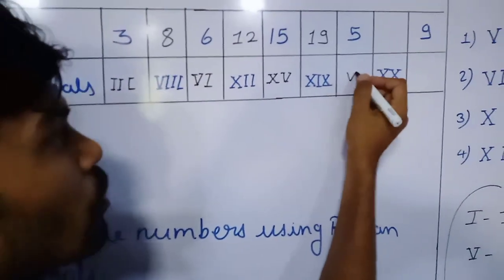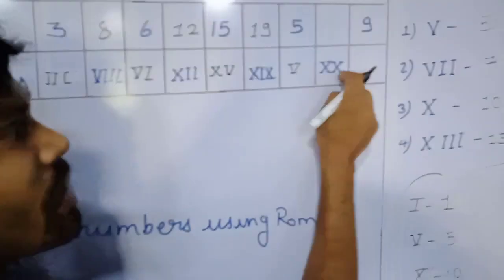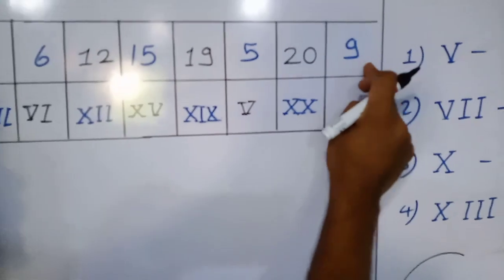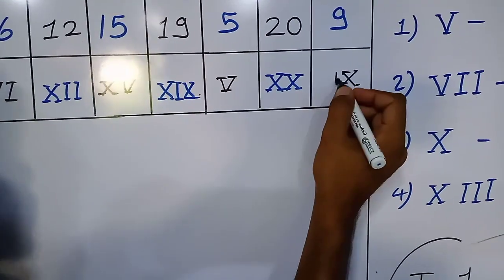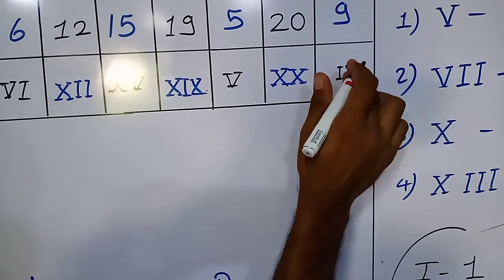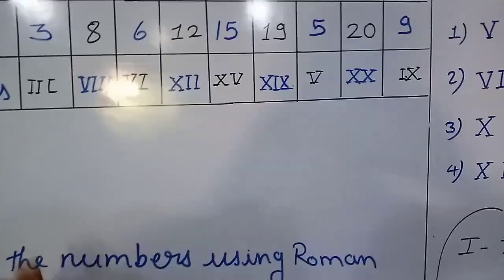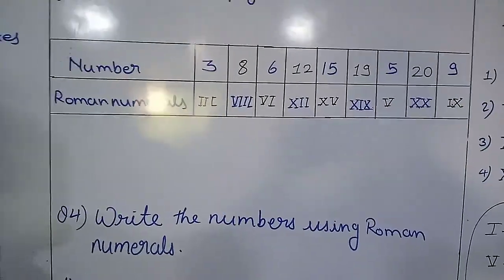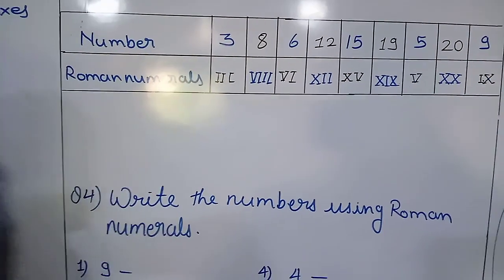19. 5 we know very well, V. Double X is 10 plus 10, which becomes 20. And the last one is 9. For 9, we take 10, X, minus 1, that is I. So IX is representing the 9. So in this way, if the international number is given, we can find the Roman numerals. If the Roman numerals are given, we can find the international numbers.